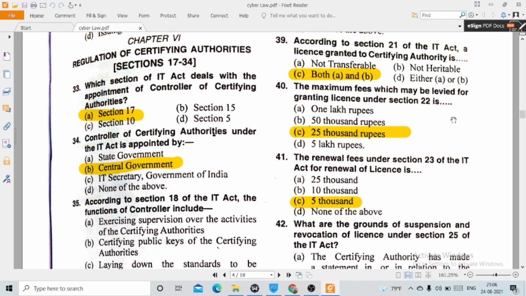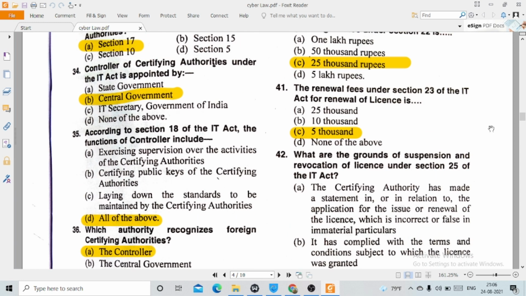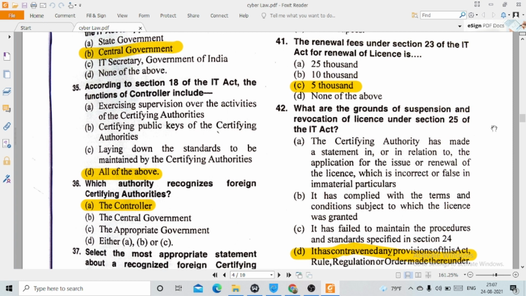Then 40. The maximum fees which may be levied for granting license under Section 22 is option number C, 25,000 rupees. 41. The renewal fees under Section 23 of the IT Act for renewal of license is option number C, 5,000. 42. What are the grounds of suspension and revocation of license under Section 25 of the IT Act? This is option number D.